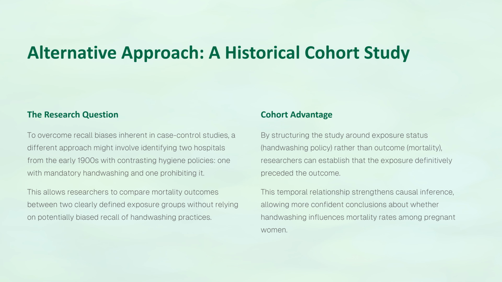Let's start where this alternative approach came from. So the research question here would be, to overcome recall biases inherent in case control studies, a different approach might involve identifying two hospitals from the early 1900s with contrasting hygiene policies, one with mandatory hand washing and one prohibiting it, and then follow them forward, okay, and see how many patients die in each group. And so the advantage here is basically by structuring the study around the exposure status rather than the outcome, researchers can then establish temporality, right? The temporal relationship strengthens the causal inference.